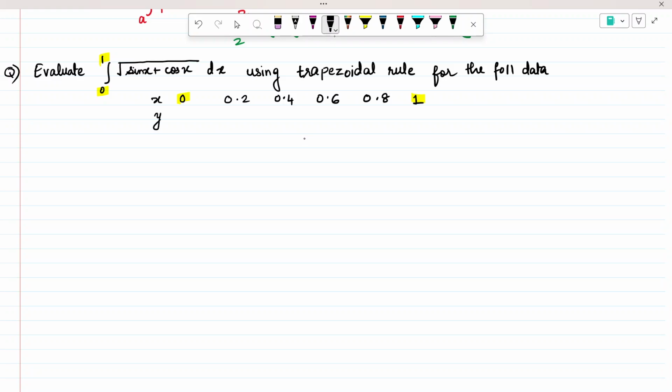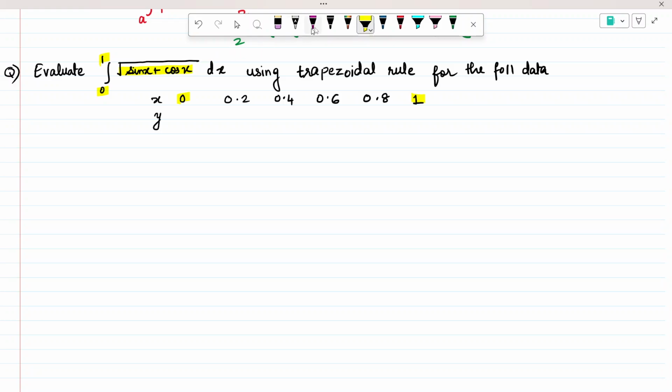Yes, students. 0.2. Correct, 0.2. So this difference of 0.2, that is your value of h. Yes, 0.2 is your value of h. Is this okay? Fine. Now the values of y are given to you; if not given, you have to estimate the value of the function at all of these points.